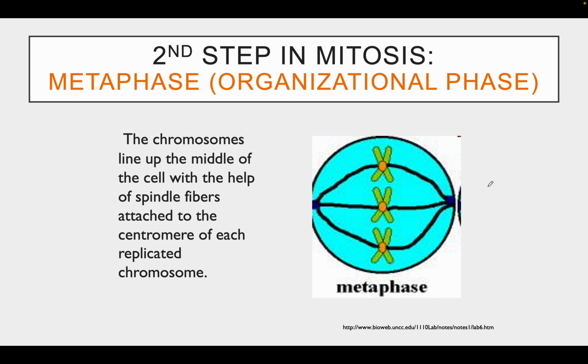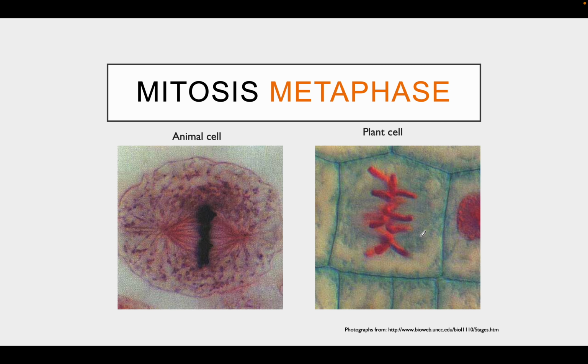Now metaphase. The chromosomes line up in the middle of the cell with the help of spindle fibers. This question also covered that spindle apparatus formation begins in the prophase, and finally in the metaphase the chromosomes line up in the middle of the cell with the help of these spindle fibers, which attach to the centromere of each replicated chromosome. This is how it looks.